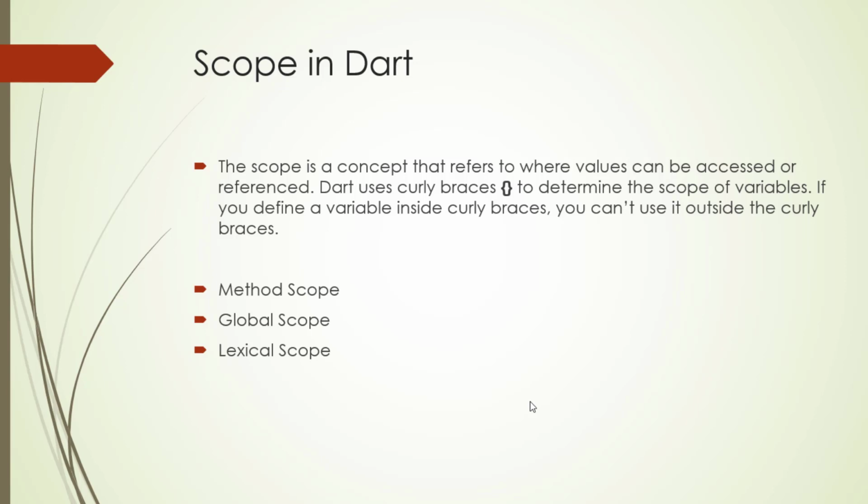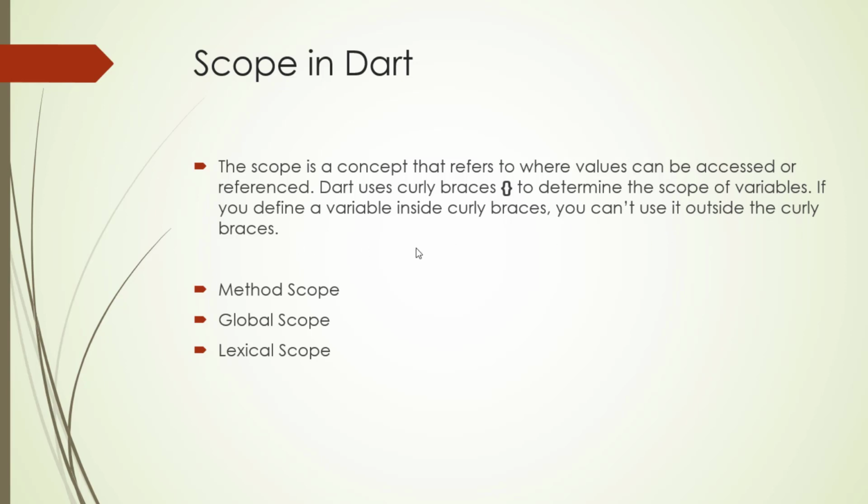Our previous tutorial was about arrow function. Now in today's tutorial we are going to discuss scope in Dart. The scope is a concept that refers to where values can be accessed or referenced. Dart uses curly braces to determine the scope of variables. If you define a variable inside curly braces, you cannot use it outside the curly braces.